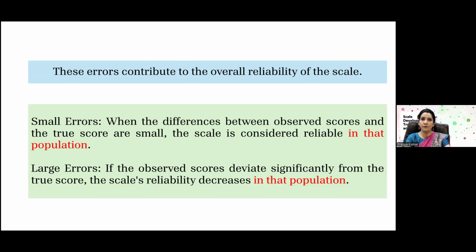So in case of reliability, if the error is small, when the differences between the observed score and true scores are very small, we consider that scale to be reliable in that population. When the errors are very large, then we call that the scale reliability decreases in that population.